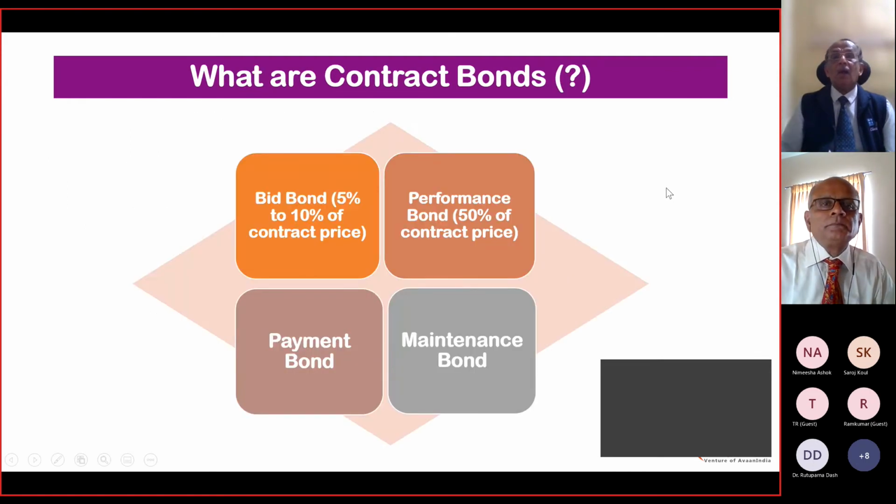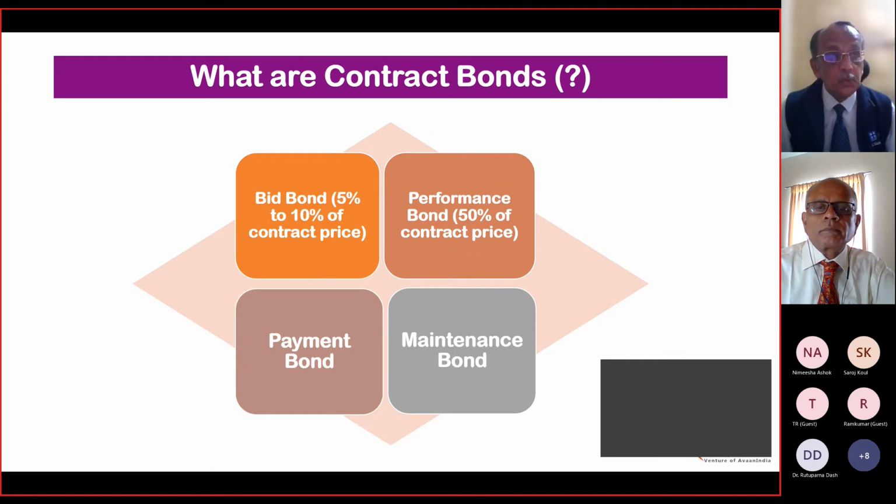Right, let's look at what contract bonds are. Bid bond, which is 5 to 10% of the contract price. Now comes the performance bond. The performance bond is applicable to the main contractor. Let's say it's a turnkey project. The main contractor has to put in 50% of the contract price as a performance bond.